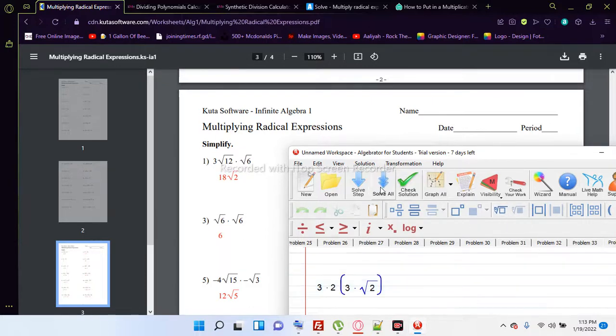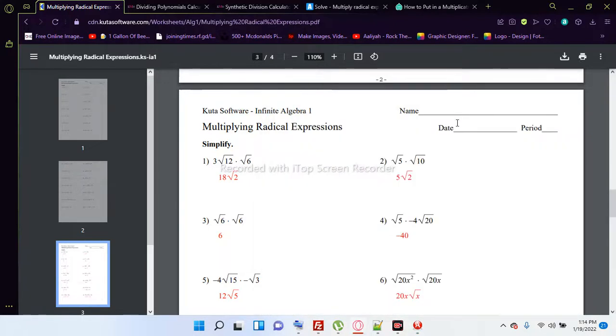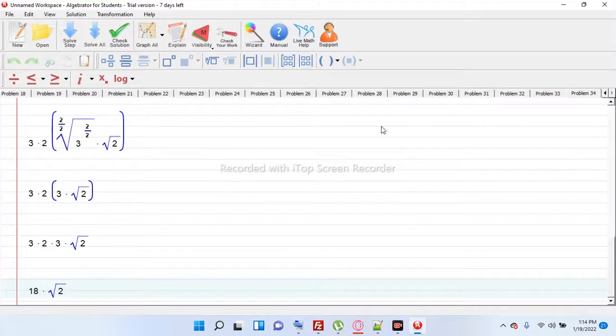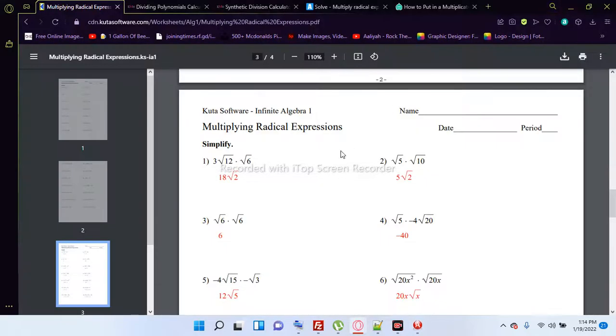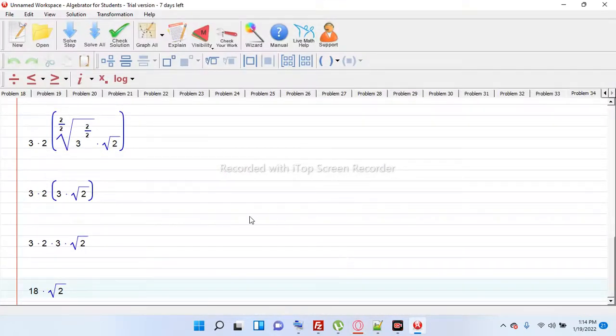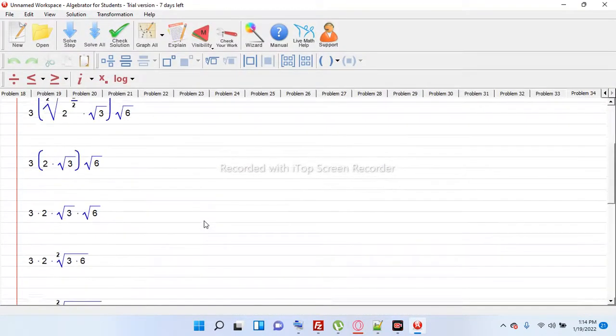If we solve that, it should be 18 times a radical 2, okay? And let's see if she got it right. 18 radical 2. There it goes. The Algebrator wins again. We just had to type it in correctly, and I just showed you guys how to do it correctly. Like I said, it takes time to get this stuff right, and look at all those steps you have to do.